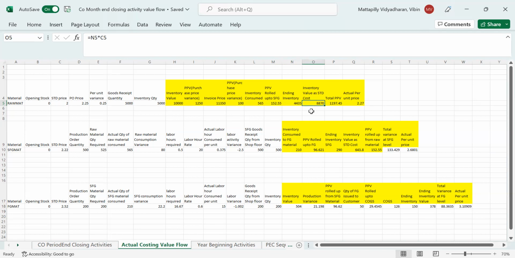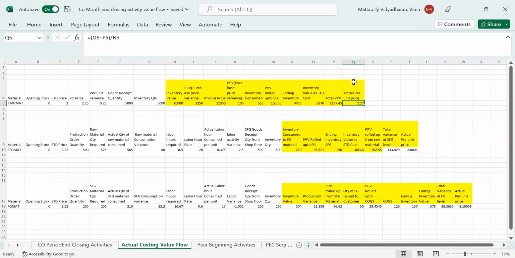Inventory value as per standard cost, meaning ending inventory multiplied by standard price, is 8,870. Now what is the total purchase price variance at the end of the month? That is the total variances. I5 is the first purchase variance at the time of goods receipt, then K5 is the purchase price variance at the time of invoicing, minus the variance rolled up to SFG that we need to reduce. Then we get 1,197.45.